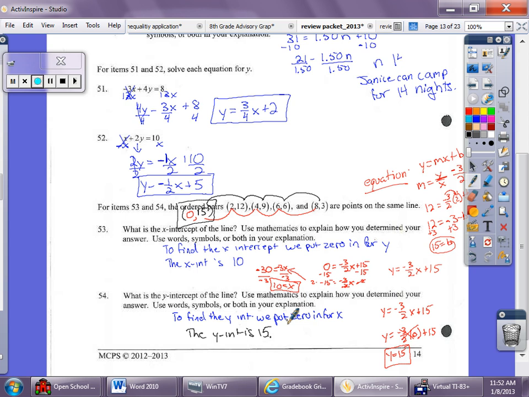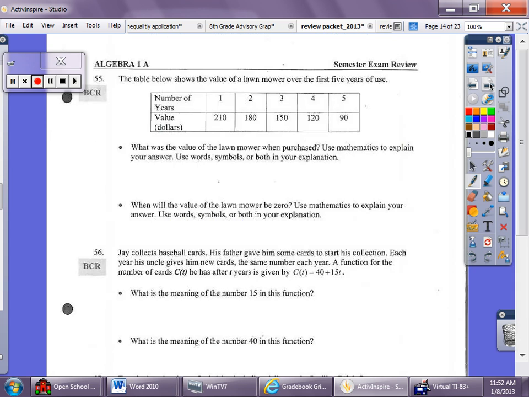We can write our equation, put 0 in for x, get the y-intercept, or we can extend the table or the ordered pairs to get our y-intercept.